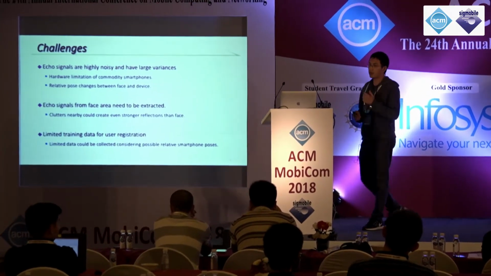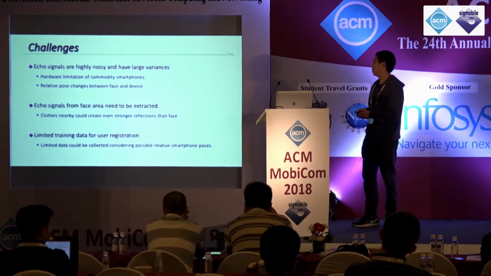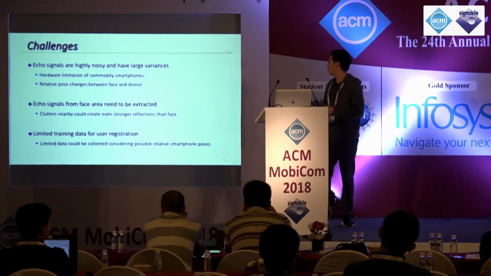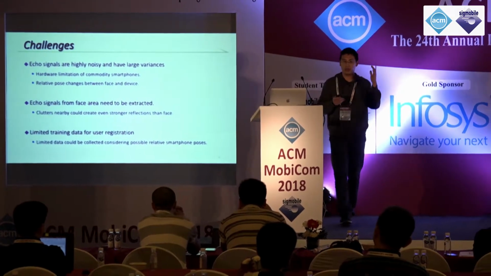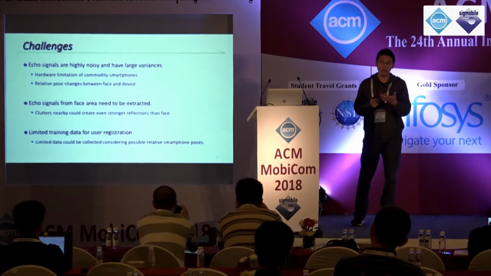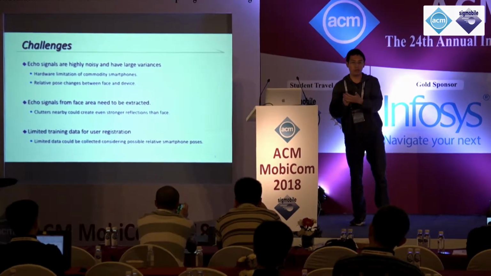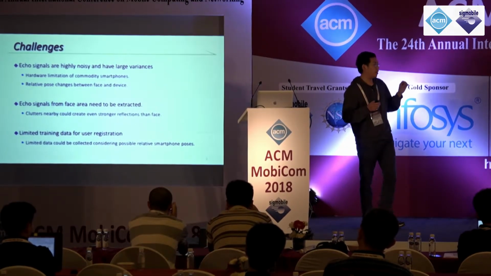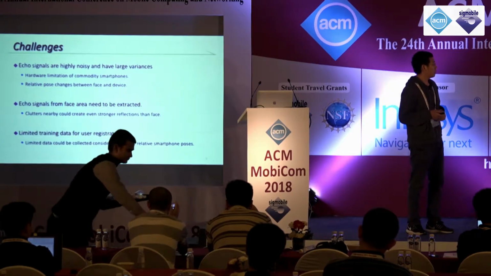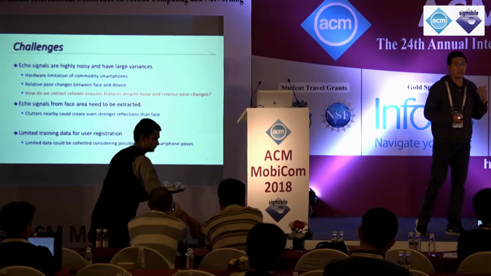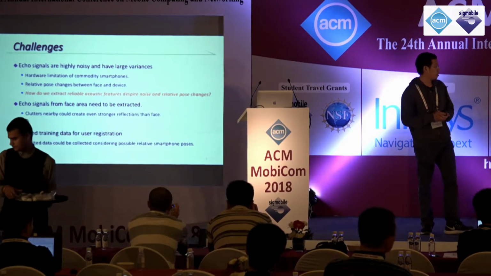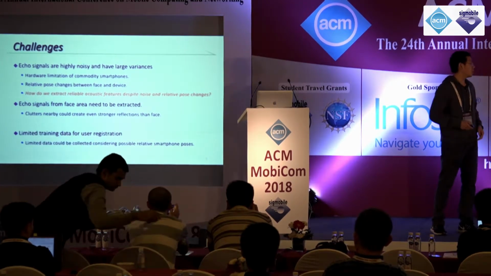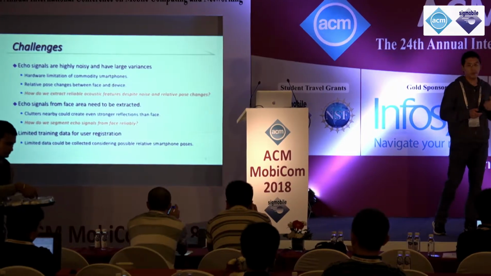To use acoustics for authentication, we have a few challenges here. First, the echoes are very noisy and have large variances, because if you hold your phone in front of your face, your hand may move from one place to another. During the movement, your signal will have very large variance. Second, the echo from the face needs to be extracted reliably. Some clutters around your face may create even stronger echoes. So how do we segment the signals reliably?